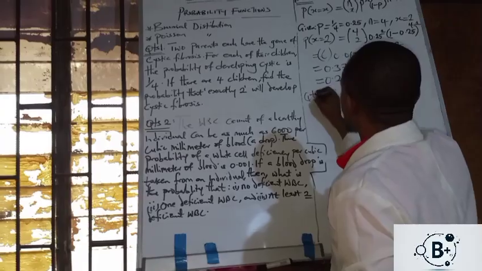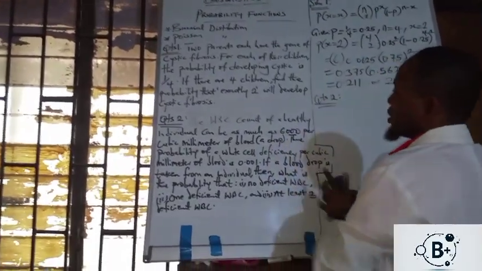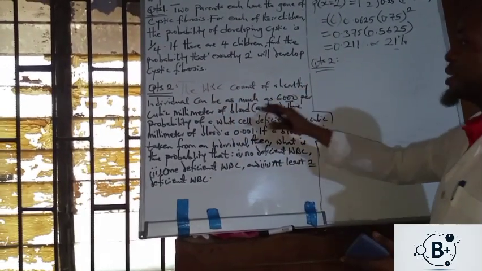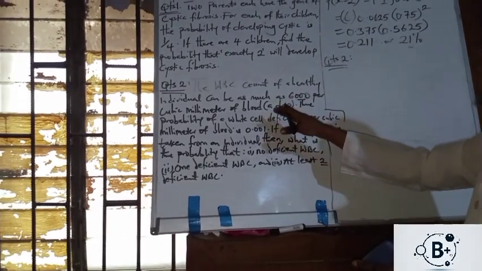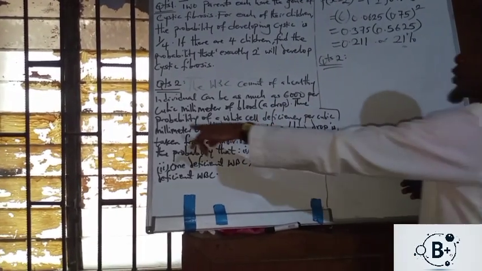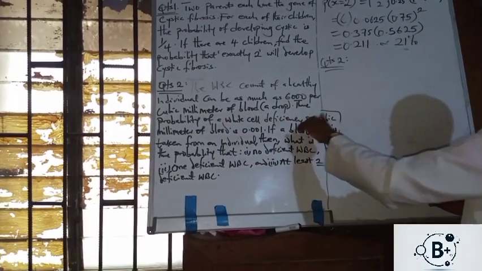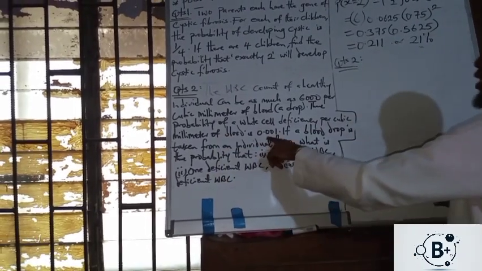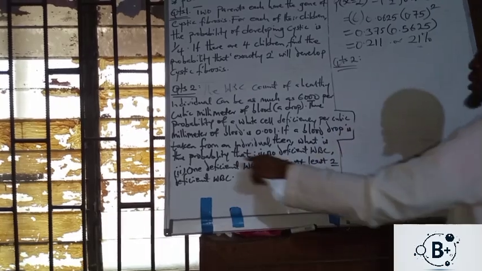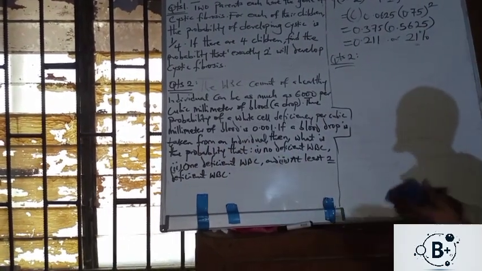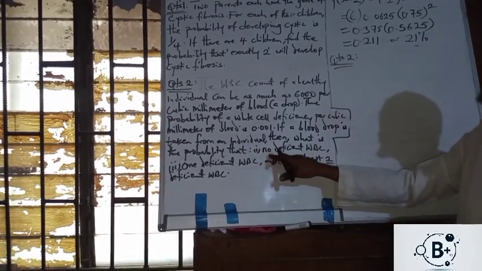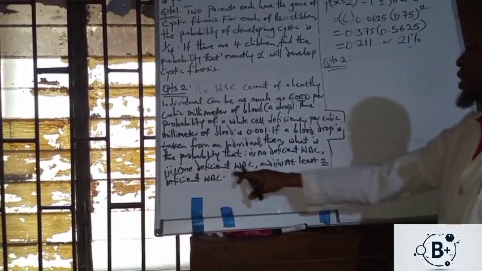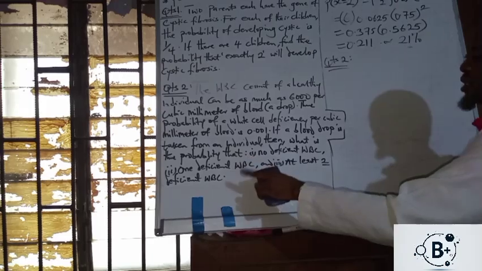For question 2: the WBC, that is white blood cell count of a healthy individual, can be as much as 6,000 per cubic millimeter of blood. The probability of a white blood cell deficiency per cubic millimeter of blood is 0.01. If a blood drop is taken from an individual, what is the probability of 1, no deficient white blood cell, 2, 1 deficient white blood cell, and 3, at least 2 deficient white blood cells.